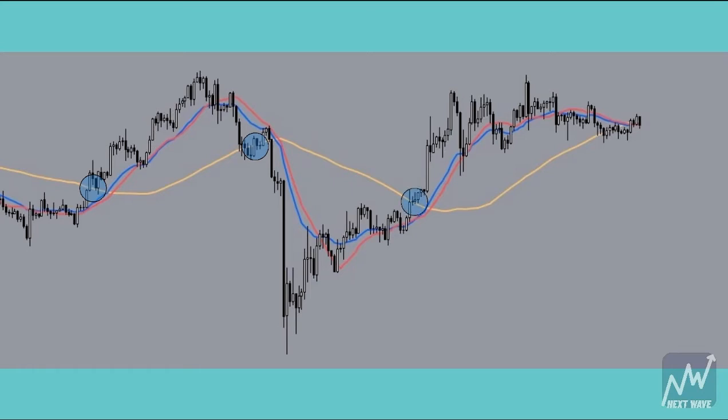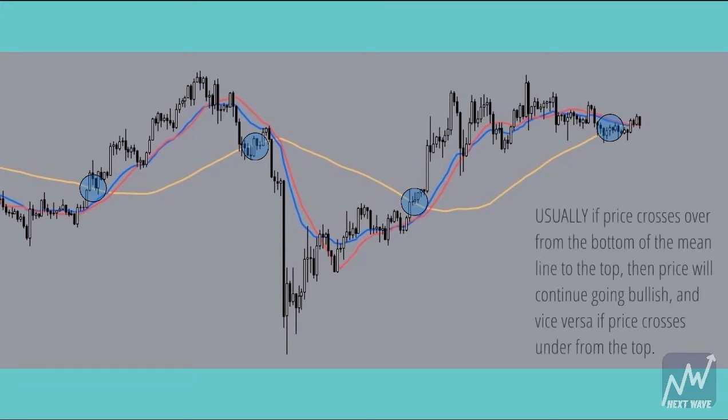Here we can see that price had used it once as support. Here we can see that price had used it once as a resistance, but then it consolidated and used the mean line as a support to go bullish. And then over here we see that price is just consolidating on the mean line.